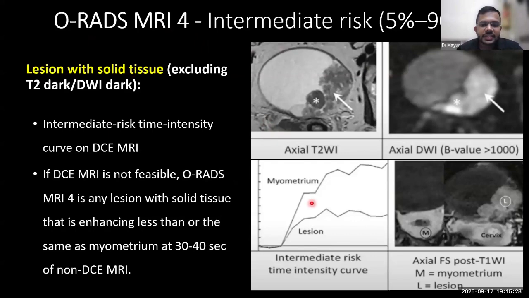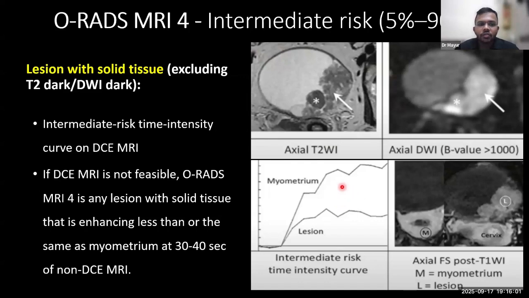The main difference is their enhancement curve. An example here of O-RADS 4: it is a cystic lesion with an eccentric solid tissue seen. This solid tissue is showing enhancement on contrast images. Visibly, this enhancement is less as compared to myometrium, and this is further confirmed on this time signal intensity curve, where we are getting this intermediate risk time signal intensity curve, which we had seen in the lexicon.